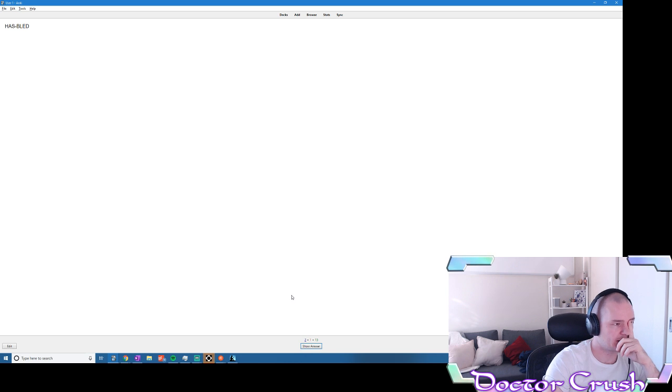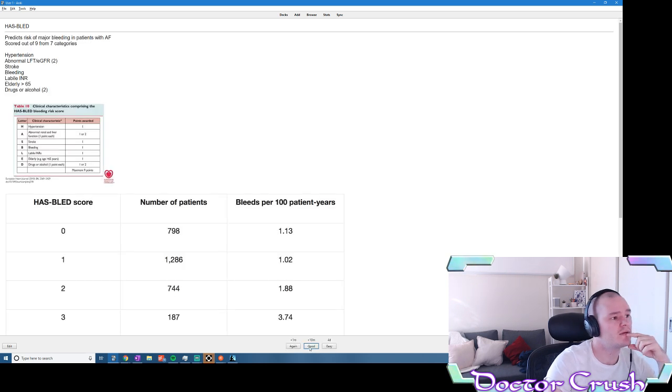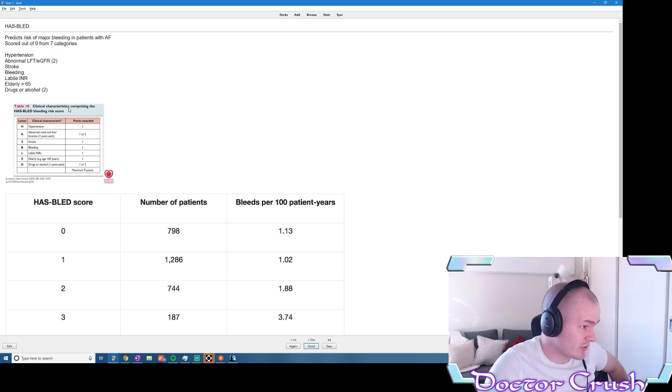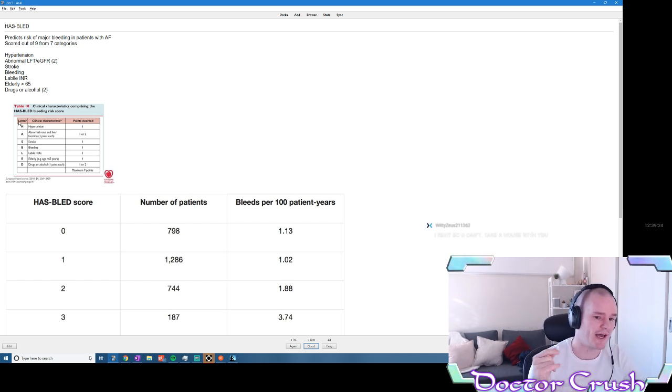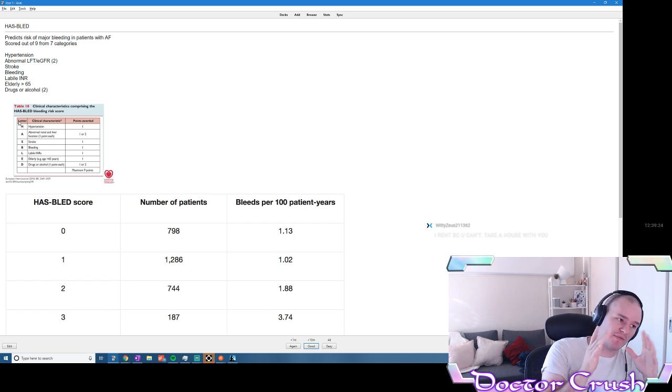HAS-BLED, so this is a scoring system looking at someone's risk factors. Is it for bleeding when they're on warfarin? Predicts risk of major bleeding in patients with atrial fibrillation. So atrial fibrillation is when the atria, the small chambers of the heart, don't contract properly and they fibrillate. So they're at risk of getting blood clots from that.